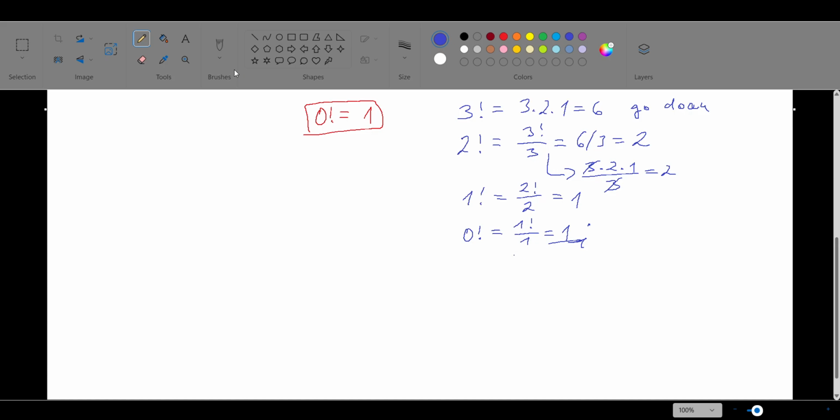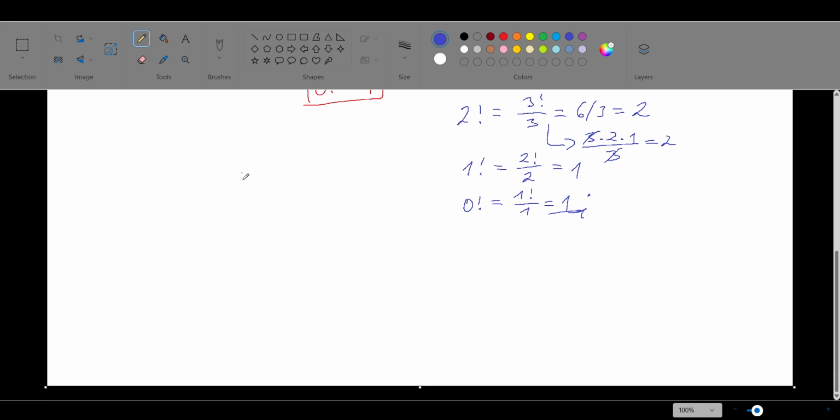So this is kind of evidence, but not a mathematical proof, that it really looks like 0 factorial is equal to 1.